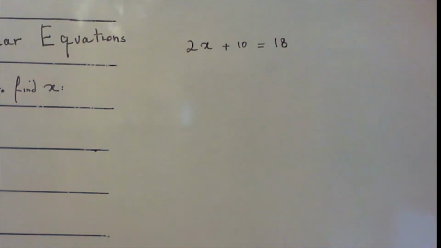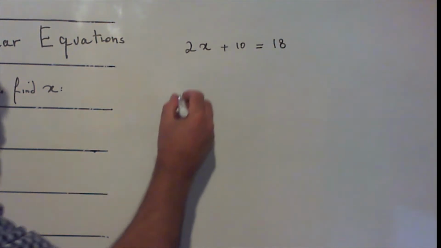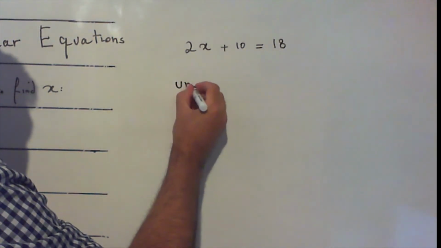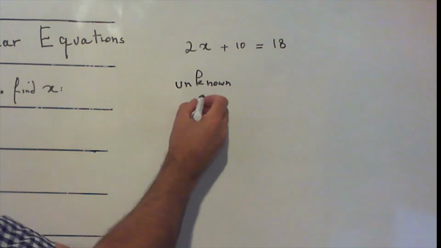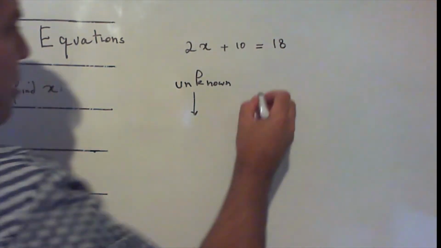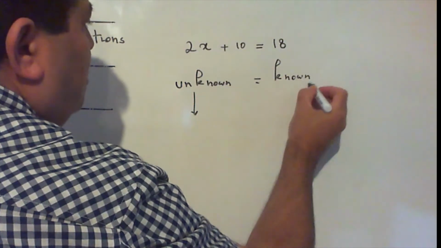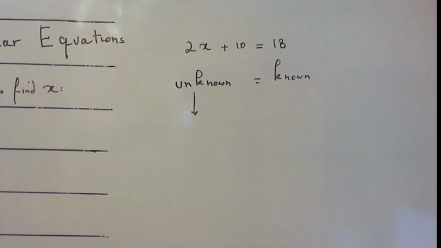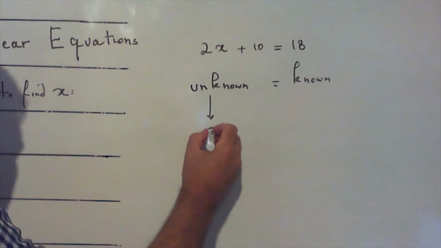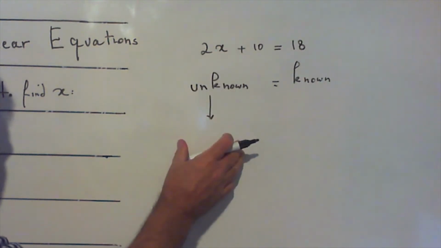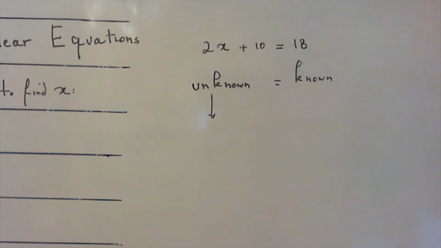In any equation, you try to keep all the unknowns on one side, whichever side you like. In this case, we keep them on the left hand side, and all the knowns on the other side, which is the right hand side. Unknowns are the ones that you want to find. In this case, x is unknown, so we try to keep all the x's on one side. The numbers are known to us, so we keep the numbers on the other side.